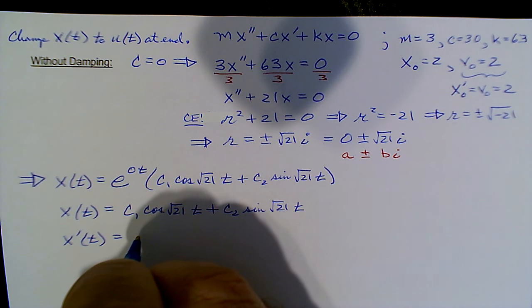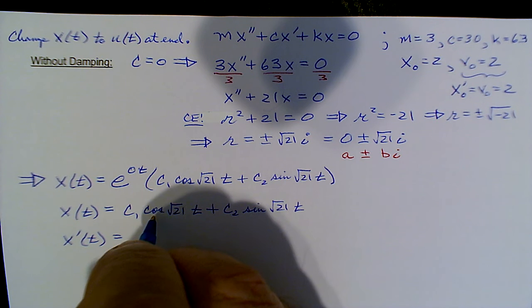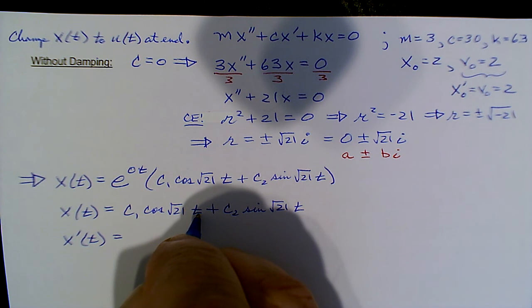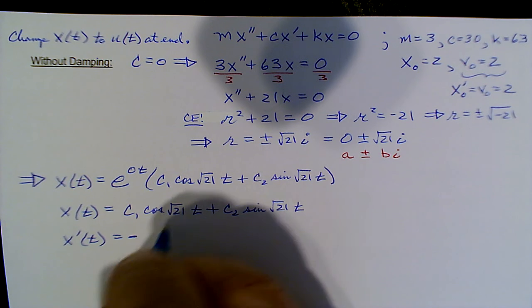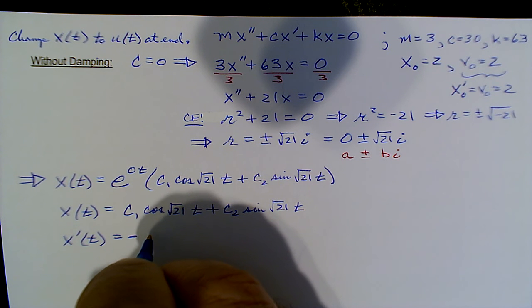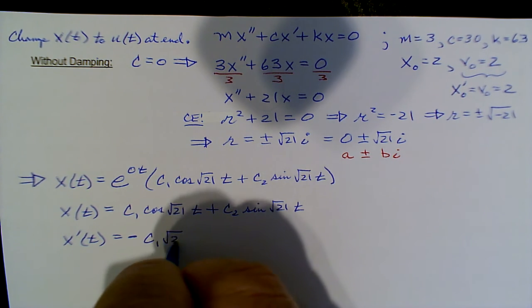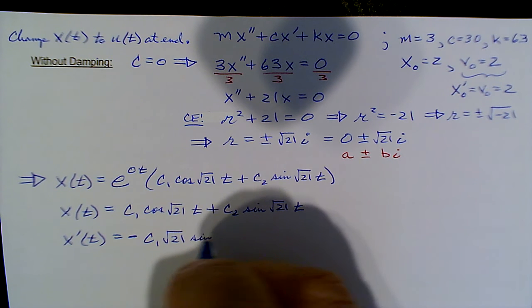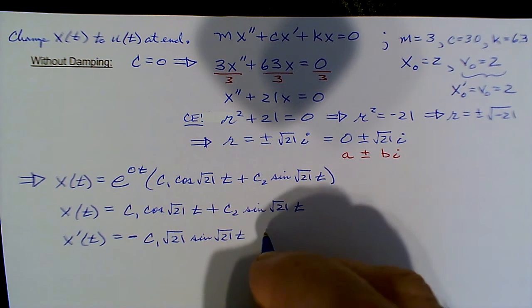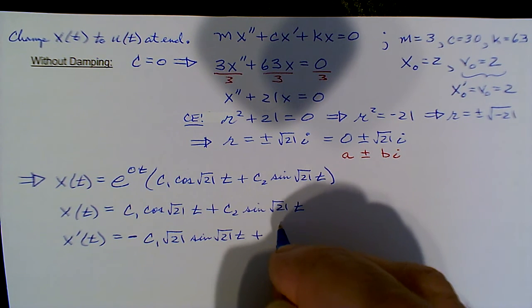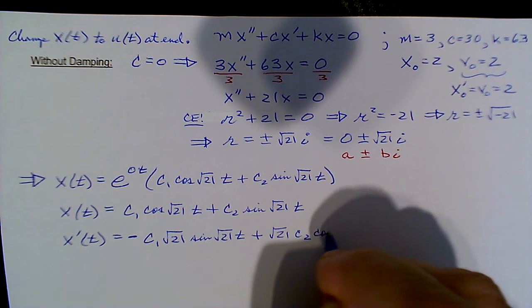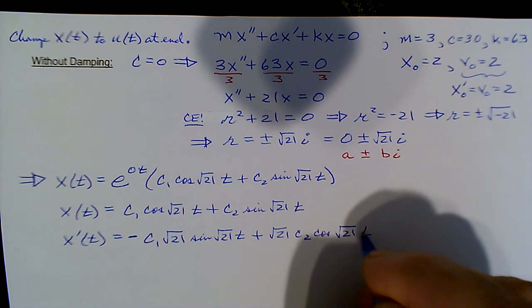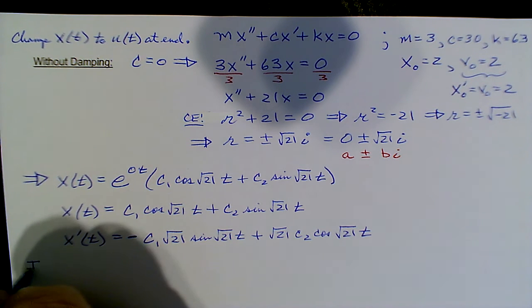So we'll calculate the first derivative. The derivative of cosine of square root of 21t is going to be minus sine, times the derivative of the argument, which is the square root of 21. So I'm going to write minus c1 square root of 21 sine of the square root of 21t, and then plus, similarly, square root of 21 c2 cosine of the square root of 21t. All right, so now the initial conditions.